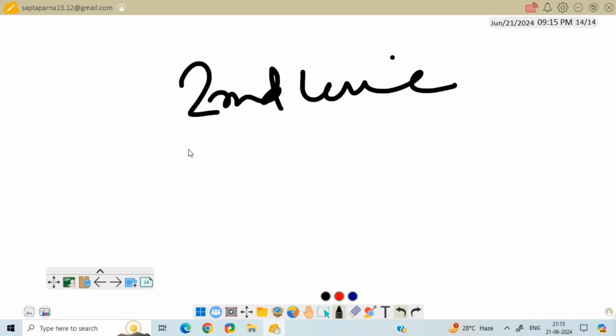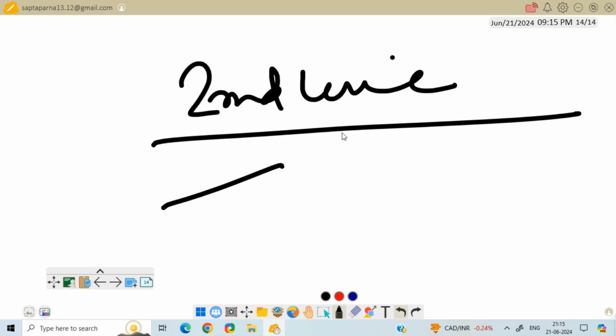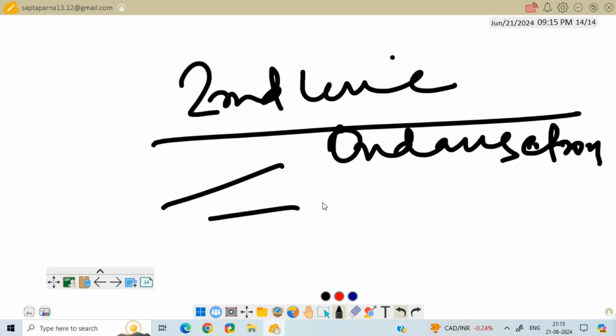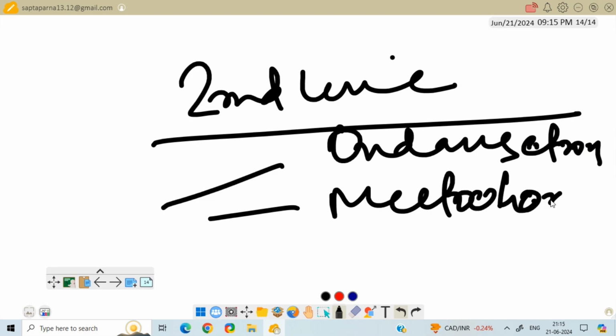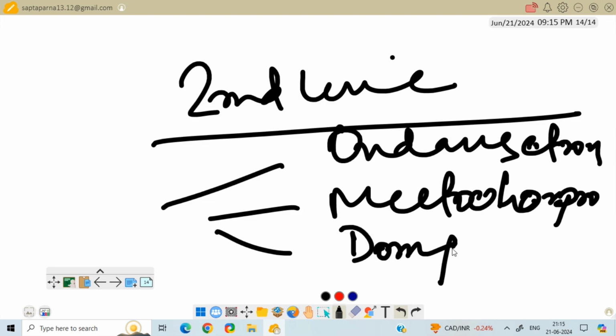And what are the second line drugs which you can give? The second line drugs which you can give are ondansetron, metoclopramide, and domperidone. We'll discuss them later on. Next. So this is the simple nausea and vomiting treatment.